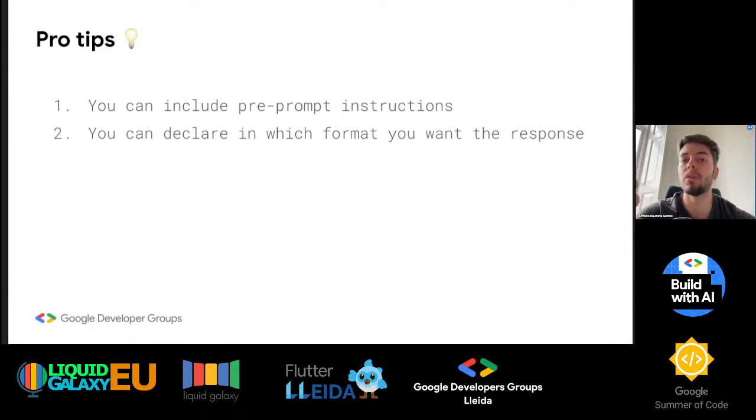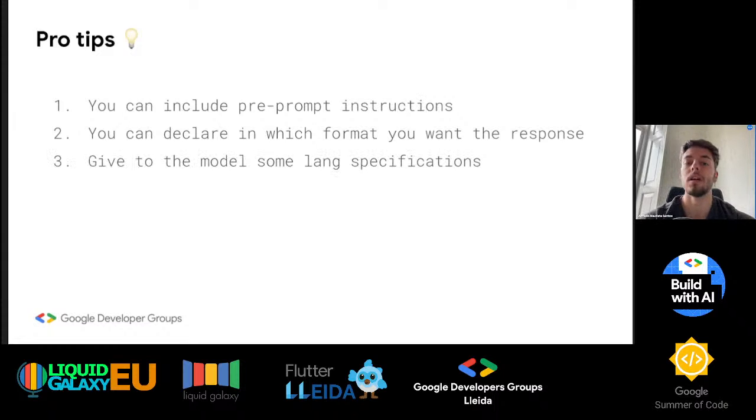Also, it's very useful that you can tell the model in which format you want the response, because it's not the same if the model responds in plain text, in Markdown, in JSON, or in XML. So if you put in the pre-prompt the format that you want for the response, it's very useful for the coder to parse the response.